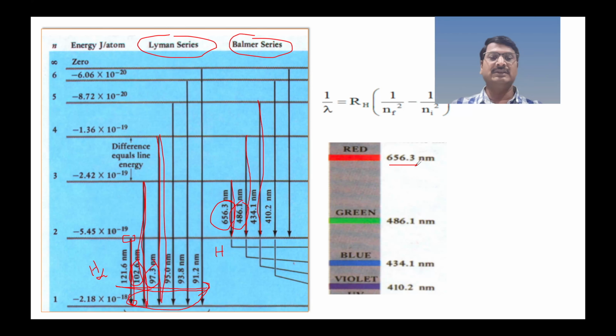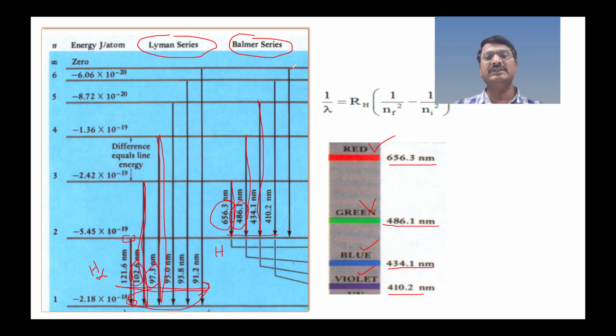The first one is 656.3, which is present in the red color. The second one is 486.1, present in the blue-green color. The third one is 434.1 nanometers, present in the blue color. The fourth one is 410.2, present in the violet color. So these four are present in the visible region.